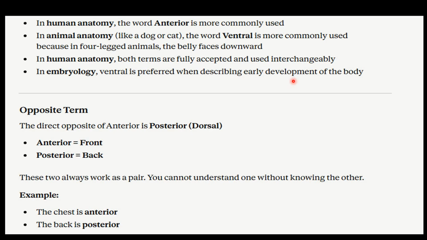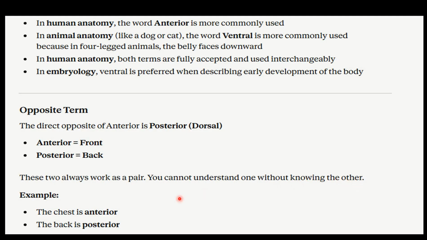Clear? Now, as I mentioned earlier also, these directional terms mostly come in a pair, opposite to each other, right? There are opposite terms also. So if we talk about the opposite term of anterior, it is posterior, which also means dorsal. Okay, so posterior and dorsal mean the same. So the direct opposite of anterior is posterior. Anterior means front, posterior means back. Okay, so these two always work as a pair. You cannot understand one without knowing the other.